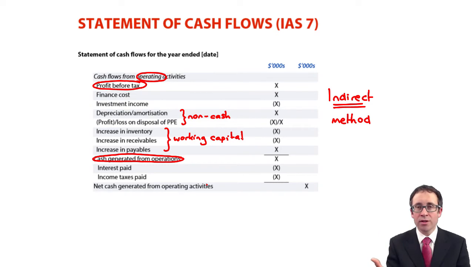The sales have increased because our receivables have increased. That means our profits have increased, but we haven't got the cash in because the receivables themselves have gone up. So that increase in receivables needs to be deducted from our profit figure.